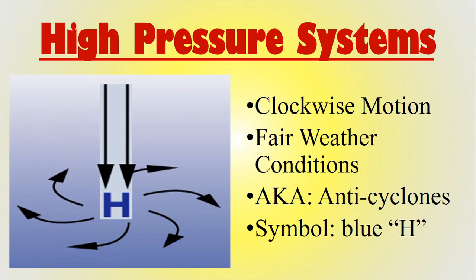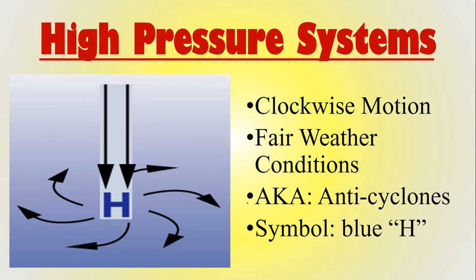So with high pressure systems, there's a clockwise motion, and usually when you have a high pressure system, you're going to have fair weather conditions. It means it's going to be really nice days. You really want them in spring and summer, so those are days with sunshine and you can go outside.